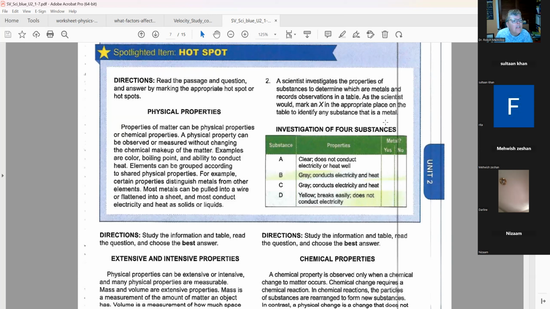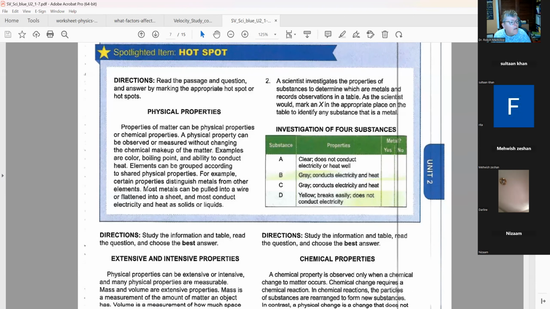A scientist investigates the properties of substances to determine which are metal and records observations in a table. As a scientist would, mark an X in the appropriate place on the table to identify any substance that is a metal. This one likely needs a little bit of reading. So a question like this would kind of force you back into the paragraph. And what you want to do is look for metal. So skim this looking for metal.